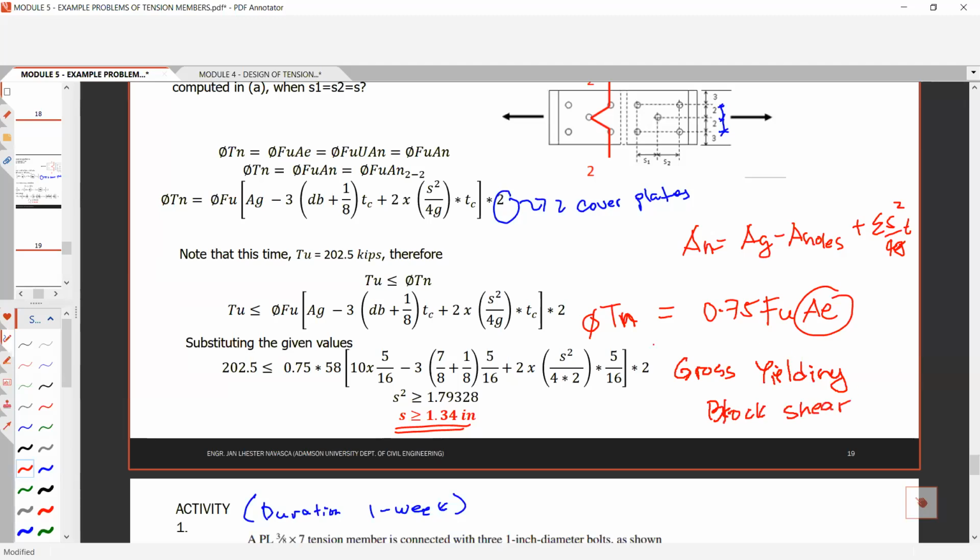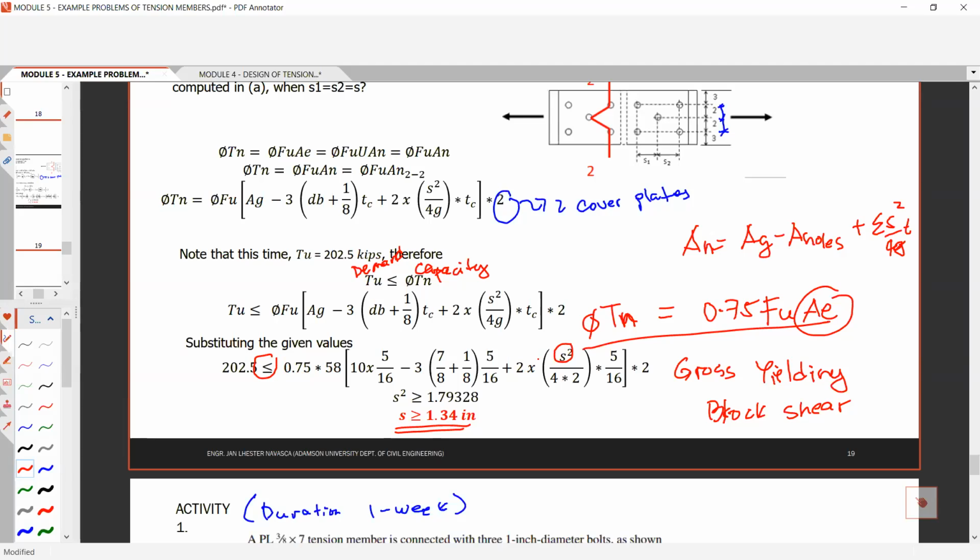Okay, so if we increase S, yes, our fracture capacity is increasing. However, that is not likely to govern, because we also have two other limit states. We have the gross yielding and the block shear. So to answer your question, yes, that is greater than or equal. So if you check this one, this is your capacity, this is your demand. So your demand should be less than or equal to the capacity. And your S squared is this location, and dito yung S squared natin.